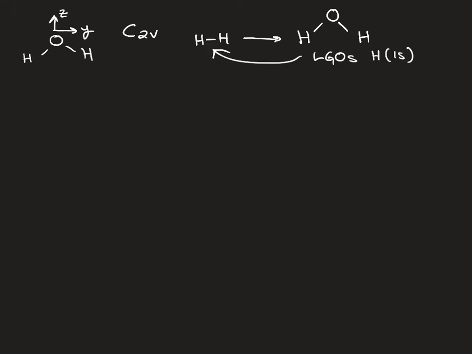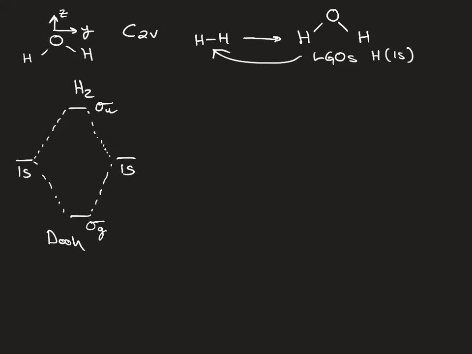Just very quickly, the molecular orbital diagram of H2 is generated from a 1s and a 1s combination from the two hydrogen atoms, forming a bonding and an antibonding orbital. This is in D infinity h symmetry, so this is a sigma g, and this is a sigma u orbital. This orbital looks like this, and the sigma u looks like that.